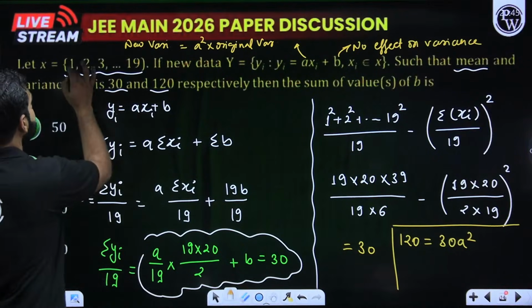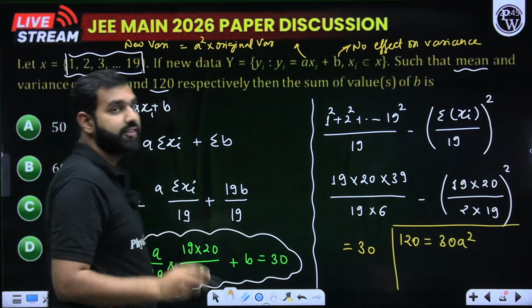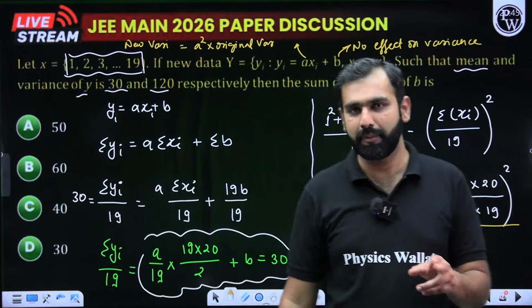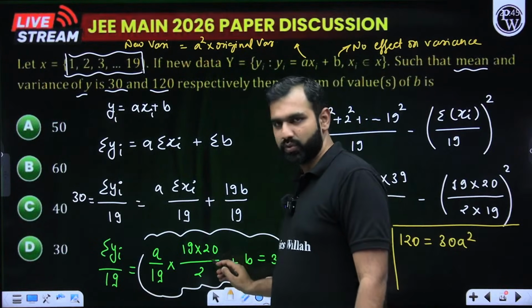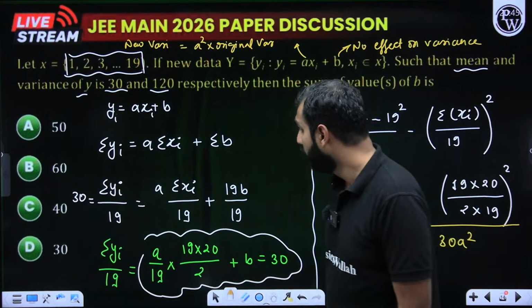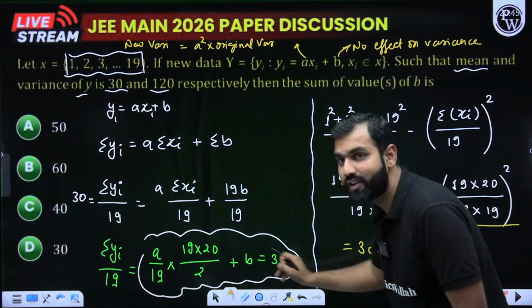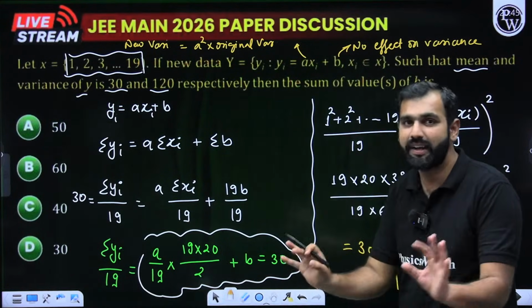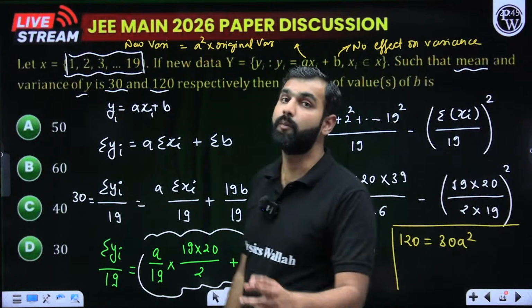Summation xi. Summation xi means what? The sum of the first 19 natural numbers, which is n into n plus 1 by 2. So 19 into 19 plus 1 by 2, that is 19 into 20 by 2. So here I am getting an equation in a and b, which is clearly a linear equation. Let's stop here. Now move to the other data.